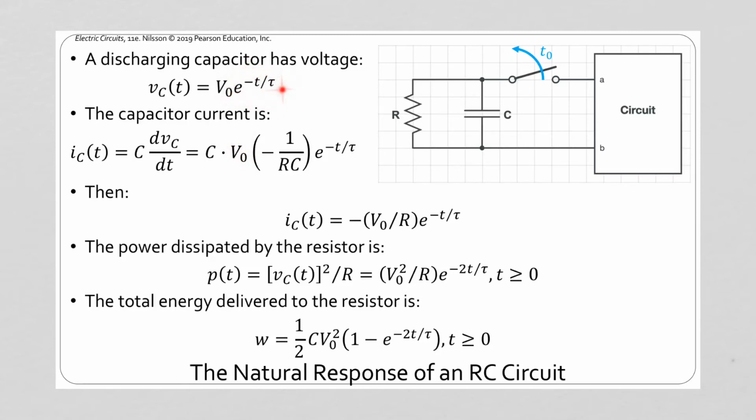The derivative of e to the minus t over tau, the derivative of an exponential stays put, and then we get this factor from the chain rule, from the exponent there. We can simplify this a little bit, and we get this equation for the current of a capacitor in the natural response. Notice here that this is V0 over R.